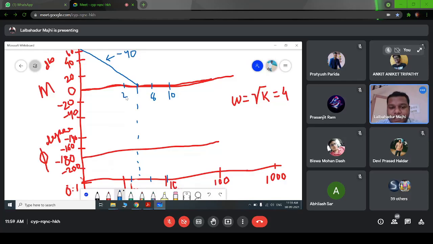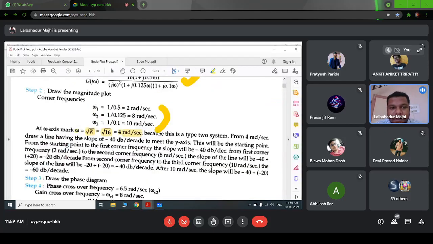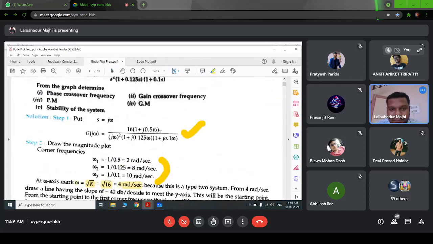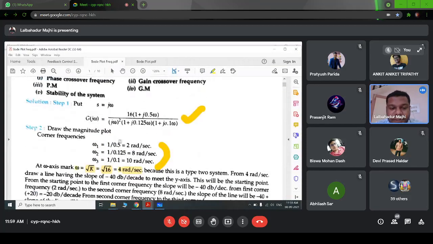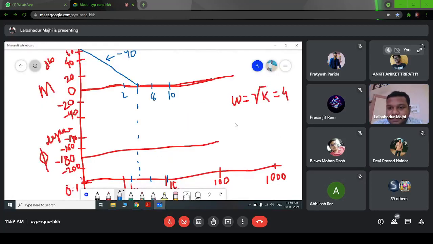So this 2. Let's see, this corner frequency 2 is from a pole or a zero? Can anyone say this corner frequency 2 is from pole or zero? Sir, zero. Zero, right. So for a zero, what will be the slope? Plus 20. Plus 20 dB per decade.